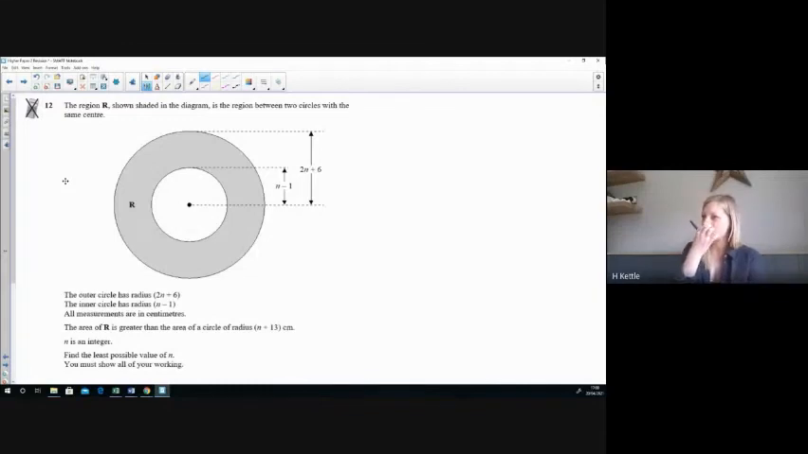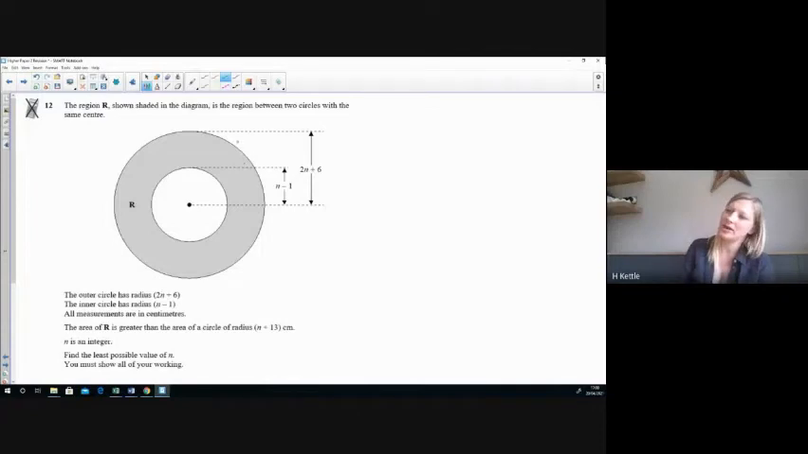Okay, the region R, shown shaded in the diagram, is the region between two circles with the same centre. So we've got a bigger circle and a smaller circle, and the shaded grey bit is the area that we want. The outer circle has a radius of 2n add 6, and the inner circle has a radius of n-1. All measurements are in centimetres. The area of R is greater than the area of the circle of radius n add 13. N is an integer, so a whole number. Find the least possible value of n. You must show all of your working.